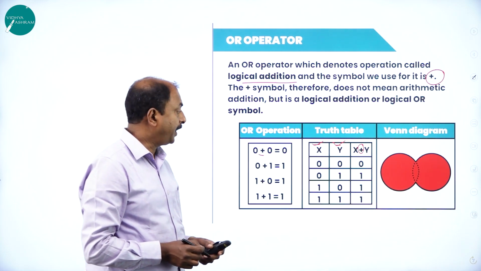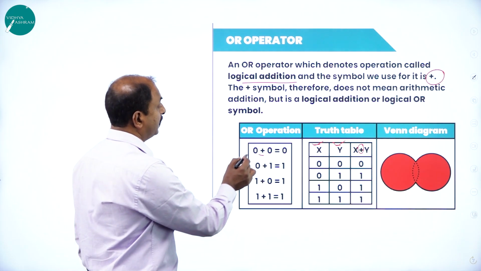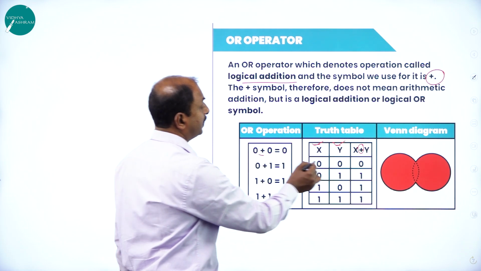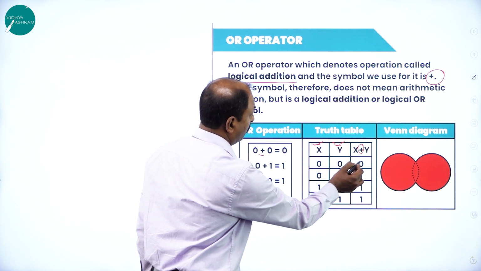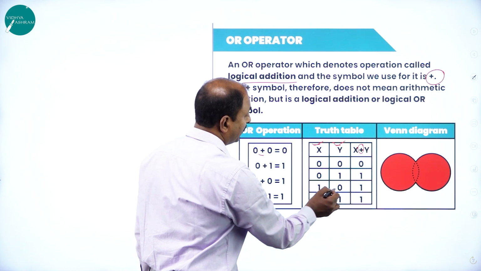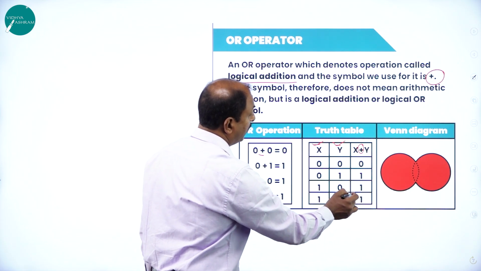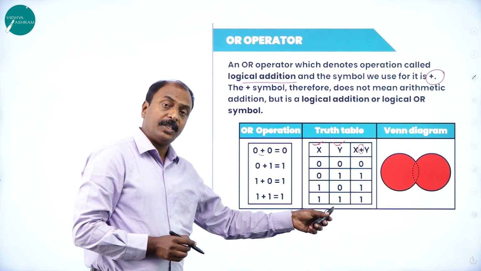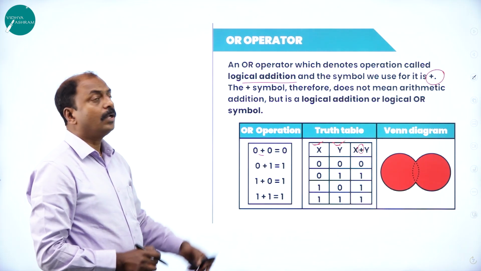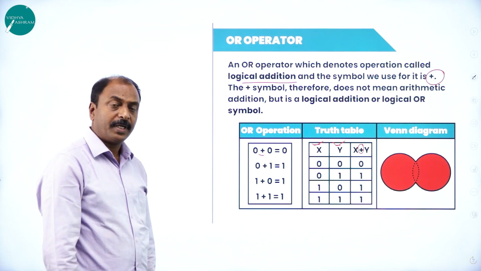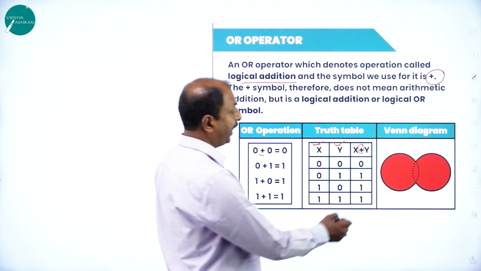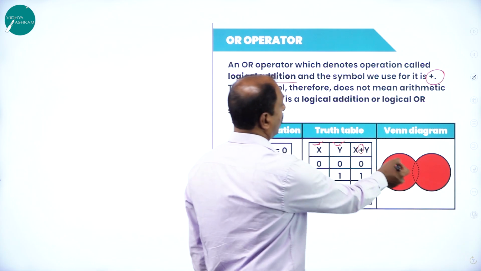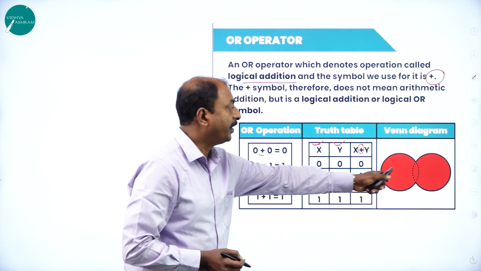If you look at the binary addition table here, what is 0 plus 0? 0 plus 0 is 0. 0 plus 1 is 1. 1 plus 0 is 1. 1 plus 1 is 1. So this is binary addition, or logical addition. This is the OR operator and OR operation. Now this is the Venn diagram. We represent the OR operation with this Venn diagram.